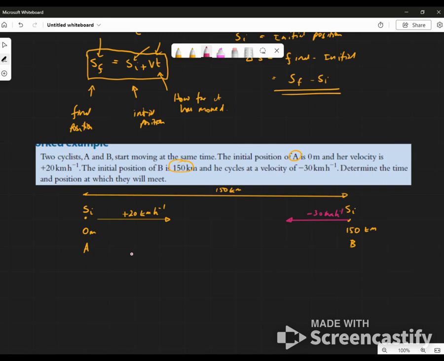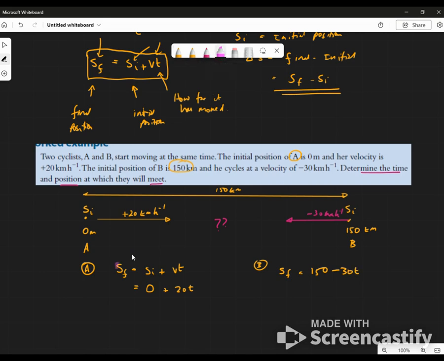And we know they're going to meet somewhere. Where are they going to meet? Determine the time and position at which they meet. So the position of A is given by this formula: the final position of A is equal to the initial position plus VT. The initial distance from some point is 0 because they're at the point, plus 20 times the time. I don't know what the time is when they're going to meet. But for person B, the final position is going to equal the initial position, which is 150, and it's going the other direction, so it's minus 30t.